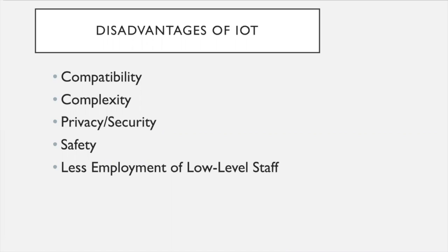Complexity. As with all complex systems, there are more opportunities of failure. The IoT is a diverse and complex network. Any failure of or bugs in the software or hardware will have serious consequences. Even power failure can cause a lot of inconvenience.